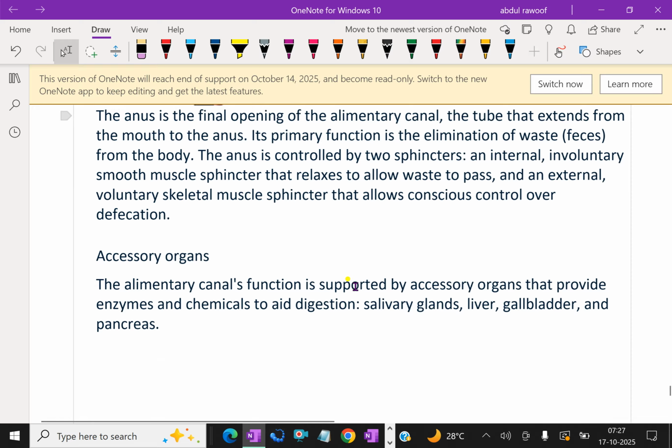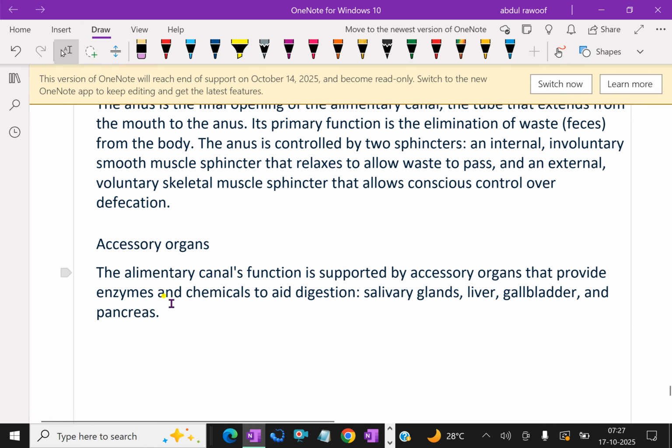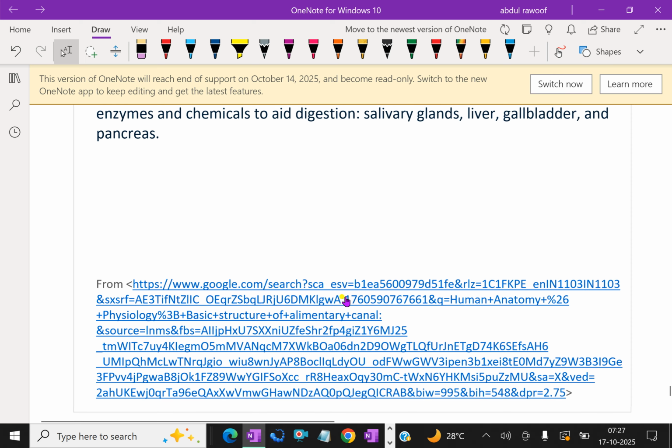Accessory organs. The alimentary canal's function is supported by accessory organs that provide enzymes and chemicals to aid digestion: salivary glands, liver, gallbladder, and pancreas.